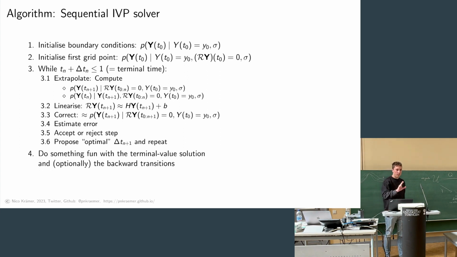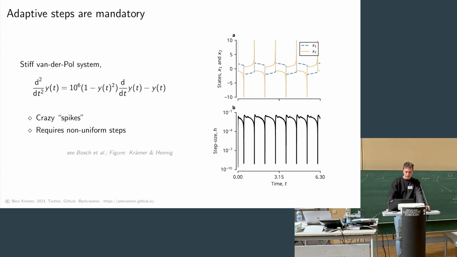So we replace this for loop idea of going over all time steps with this condition that while we are not done yet, we just keep generating steps. We keep extrapolating, linearizing, and correcting, but then at every step, we also need to estimate an error. We need to accept or reject it, and then derive a new step that we're taking. And for some differential equations, we can't solve anything without stepping through the solution adaptively.